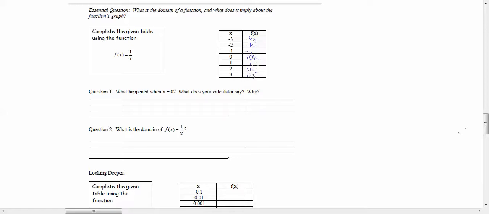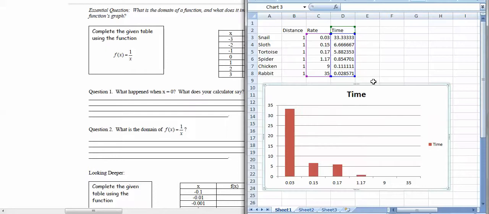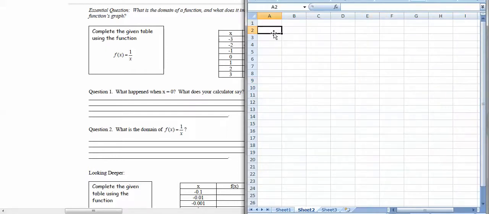All right. So let's see. What happens when x equals 0? What does your calculator say? I wonder. In fact, I'm not even going to use a calculator. I'm just going to use Excel. And let's use sheet number 2. And then we'll just say, what is equals 1 divided by 0? It says #DIV/0!